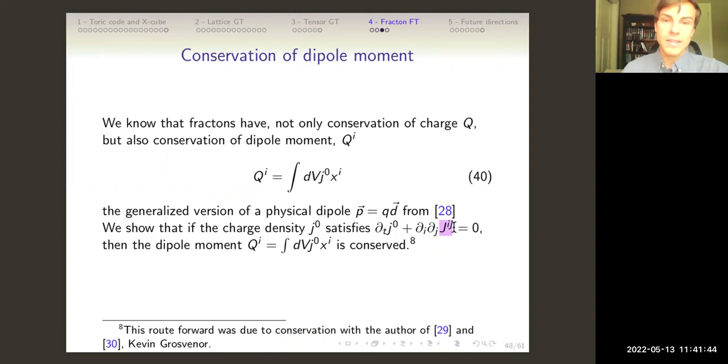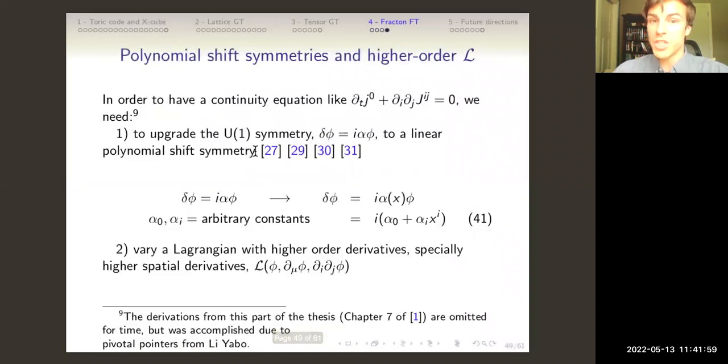And so this is kind of what we need in order to have dipole moment. This was pointed out by an author of work that was done much earlier in terms of defining things called polynomial shift symmetries, which is similar to a U1 symmetry. We have this kind of exponentiation of the field, which in a small limit, we can Taylor expand to get the following symmetry.